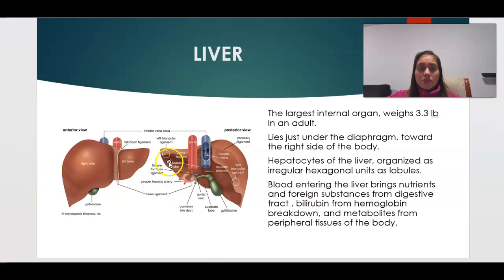As you can see in the picture, this is the anterior view of a liver and this is the posterior view of a liver. Hepatocytes of the liver are organized as irregular hexagonal units called lobules. Blood entering the liver brings nutrients and foreign substances from the digestive tract, bilirubin from hemoglobin breakdown, and metabolites from peripheral tissues of the body.